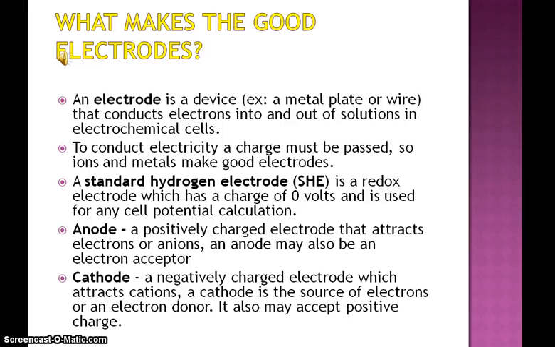Anode, a positively charged electrode that attracts electrons or anions. An anode may also be an electron acceptor. Cathode, a negatively charged electrode which attracts cations. A cathode is the source of electrons or an electron donor. It may also accept positive charge.